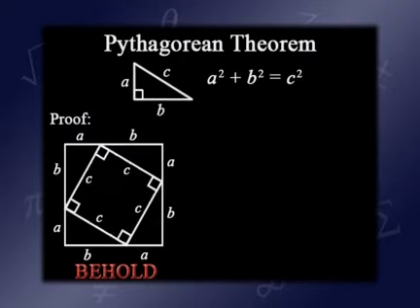Let's imagine we took our right triangle with side lengths A and B and hypotenuse C, and let's adjoin them together to form a big square with side lengths A plus B. Now, in the middle of that square is another square whose side lengths all have length C.